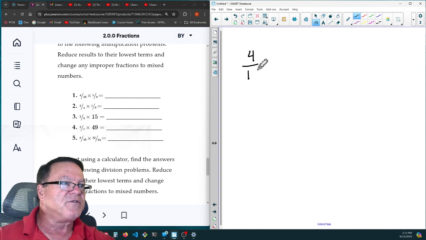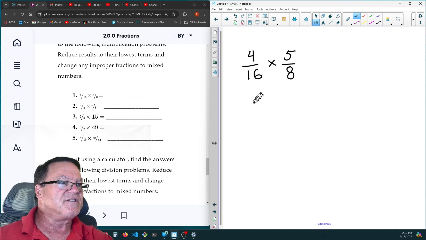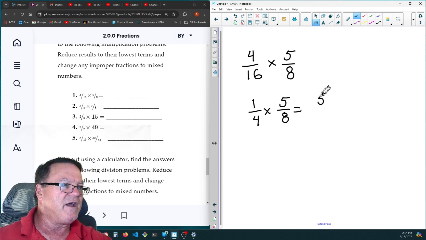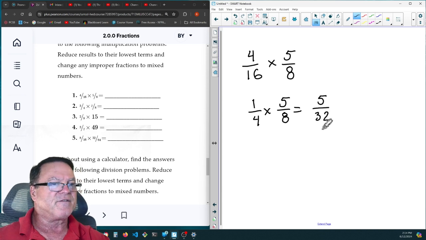And again, 4/16, I'm going to reduce that to 1/4 times 5/8. And we can see that 16 is divisible by 4, so I'm going to say 4 divided by 4 is 1, and 16 divided by 4 is 4, times 5 over 8, which cannot be reduced any further. So I have 1 times 5 equals 5, and 4 times 8 equals 32. And that's our final answer, 5/32.